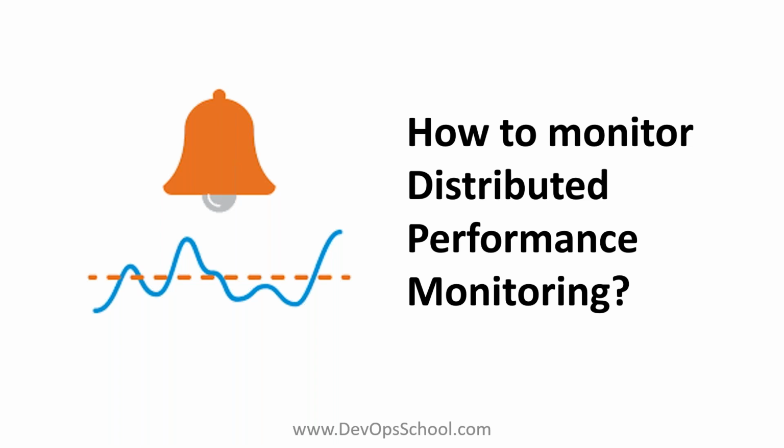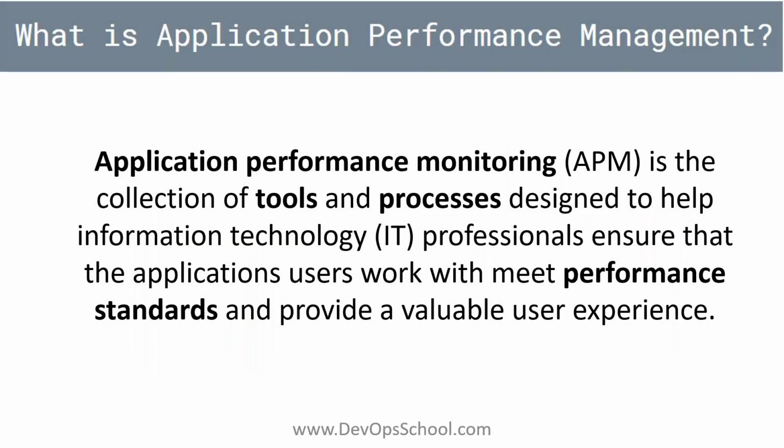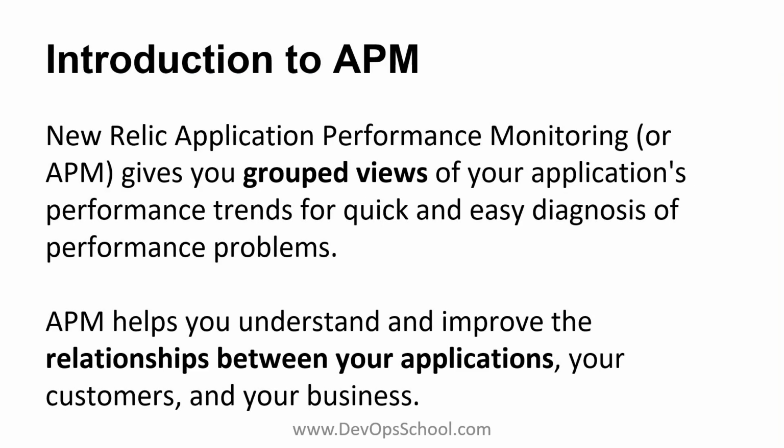So how do we monitor performance, distributed performance monitoring? That process is called APM, application performance monitoring. APM is nothing but a collection of tools and processes. We combine these together to find out the user experience and whether users are satisfied or not. That process is called APM.